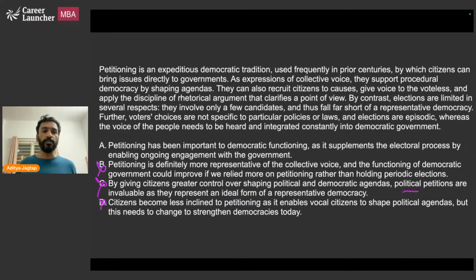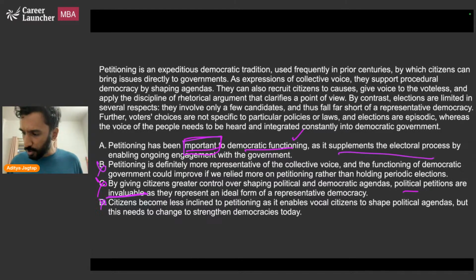Option A is the right choice. A says petitioning has been important to democratic functioning. This is right. Important. Notice how important is way better than invaluable. Invaluable would mean it's critical. Without this, democratic functioning could stop, right? So invaluable would be extreme.